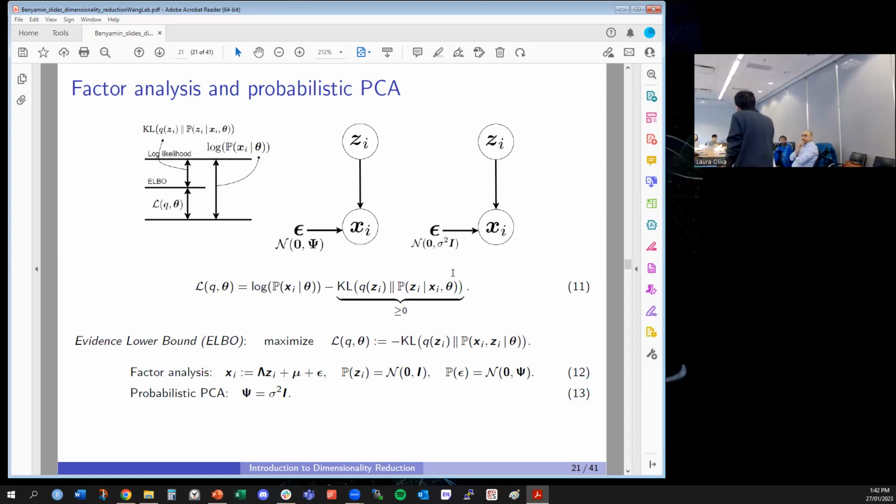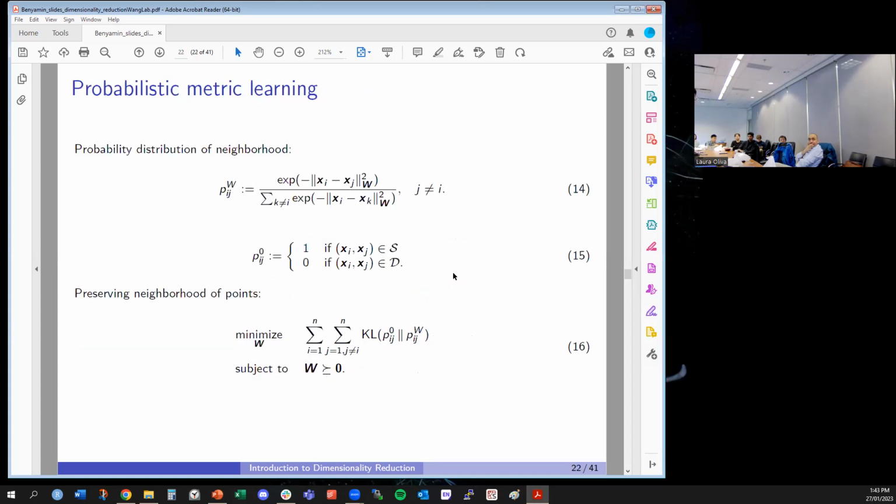Probabilistic PCA is a special case of factor analysis, saying that I assume the noise is, I think it's called isometric, right? It's a sphere, a hypersphere. It's an identity matrix multiplied by some constant, and so it simplifies that. And it can be proved that I think PCA is a special case of probabilistic PCA.